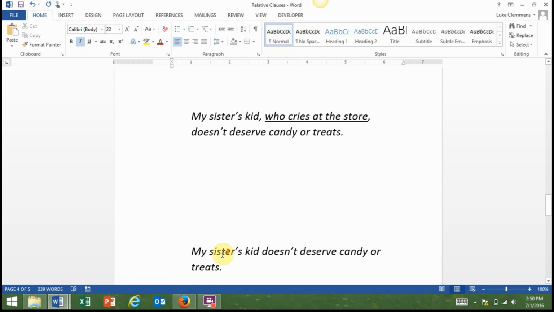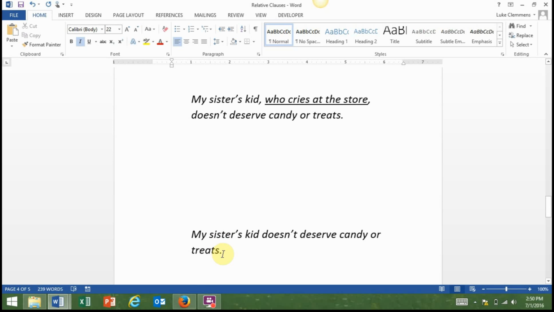So, here's an example of a non-essential relative clause. My sister's kid, who cries at the store, doesn't deserve candy or treats. Okay? In this sentence, if we take the relative clause out, if we delete that, the meaning of the sentence stays the same. It doesn't change. I still know that I'm only talking about my sister's kid. Okay? So either way, whether the clause is in the sentence or out of the sentence, it's still just my sister's kid who doesn't deserve candy or treats.